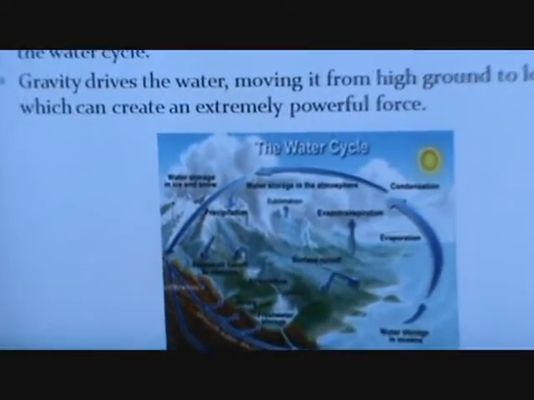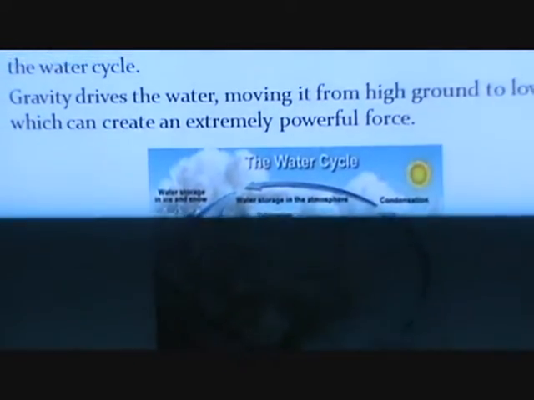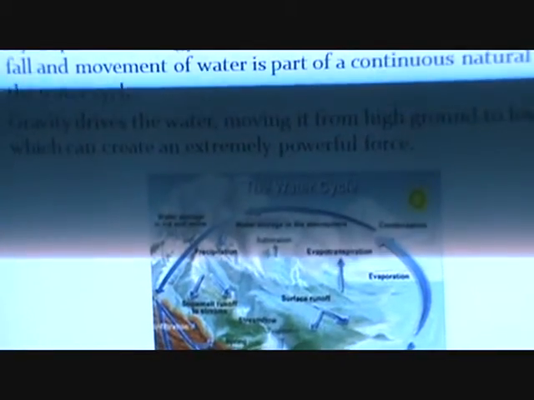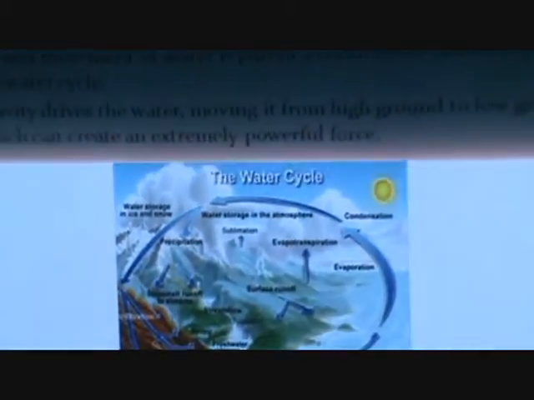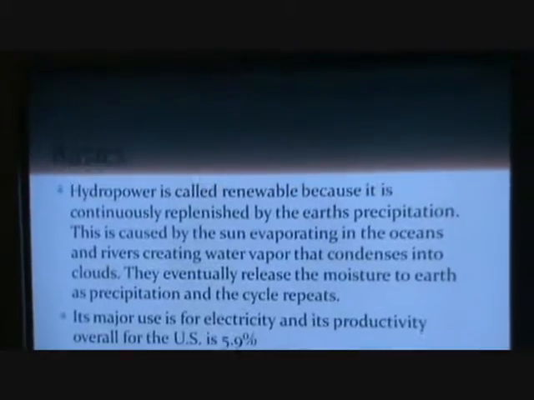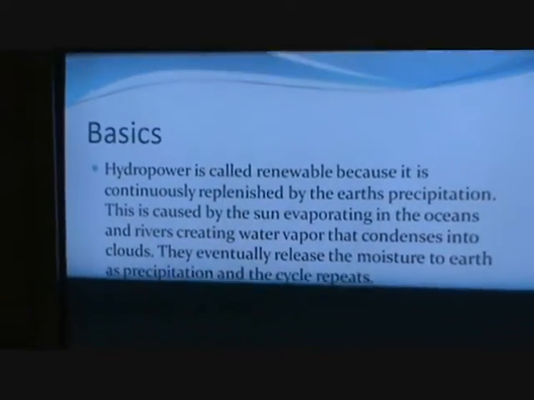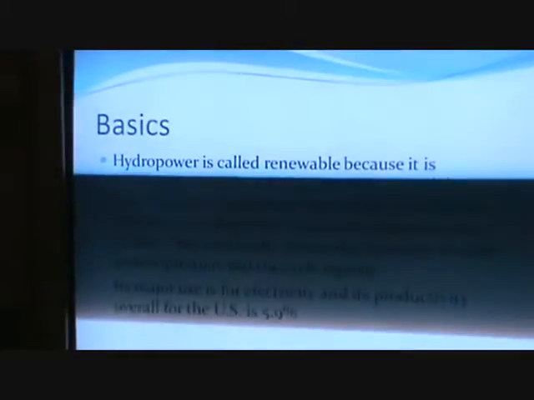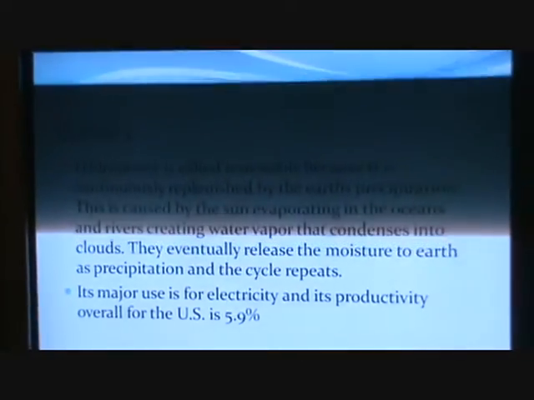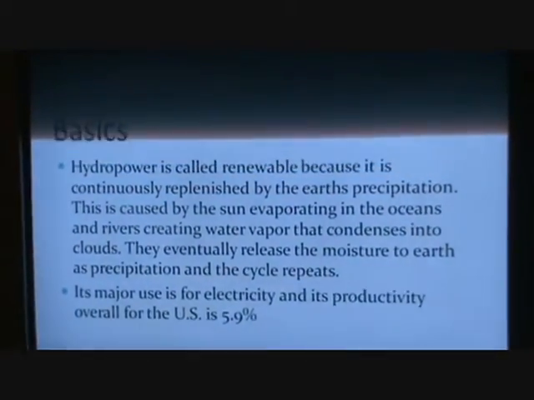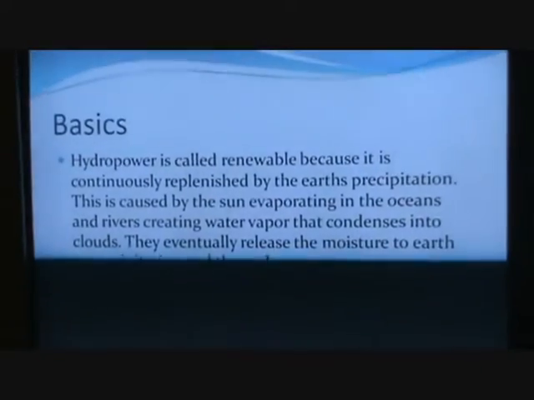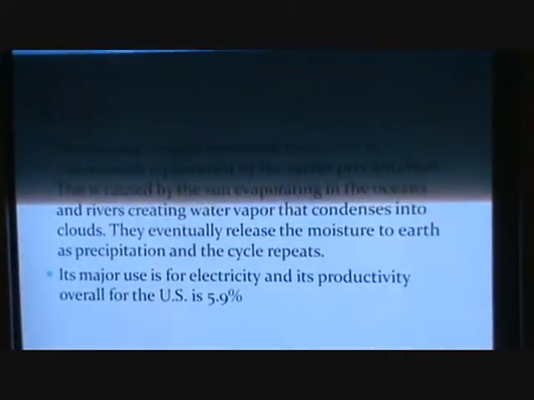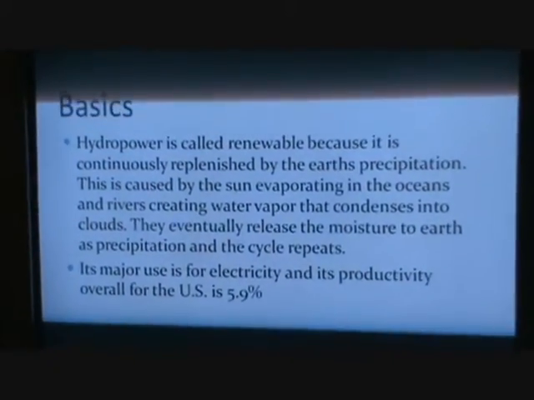And here you have a diagram of the water cycle. Basically, it shows how precipitation moves and evaporation takes it, and it goes into the river and dams. Hydropower is called renewable because it is continuously replenished by the Earth's precipitation. This is caused by the sun evaporating the oceans and rivers, creating water vapor that condenses into clouds. They eventually release the moisture to Earth as precipitation, and the cycle repeats.